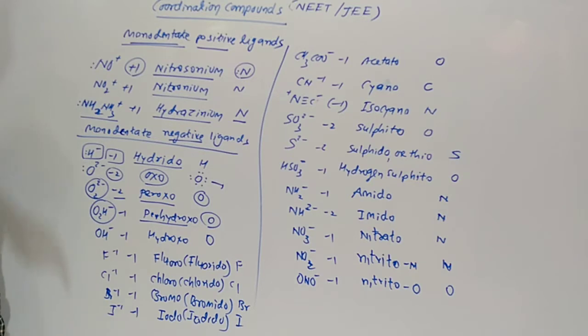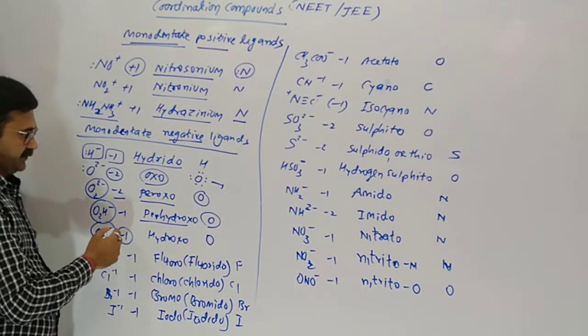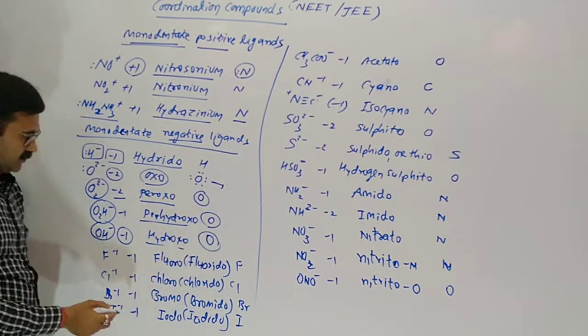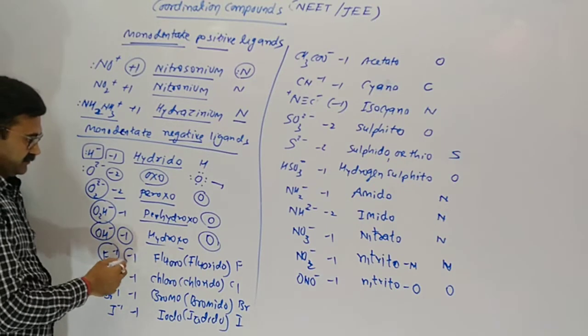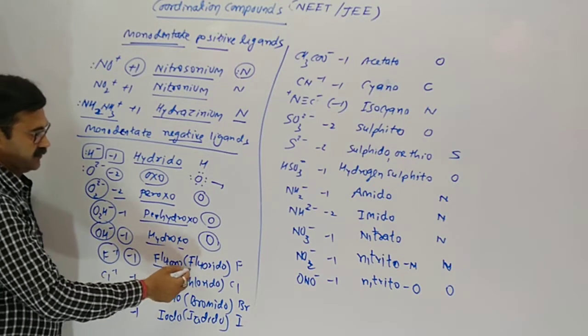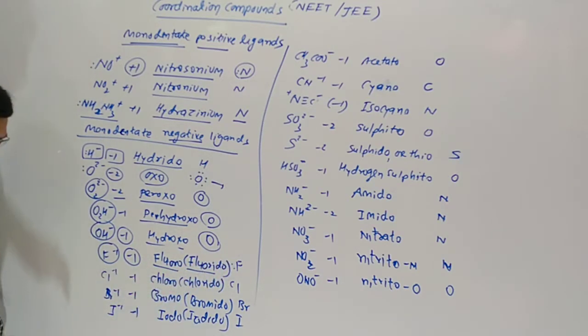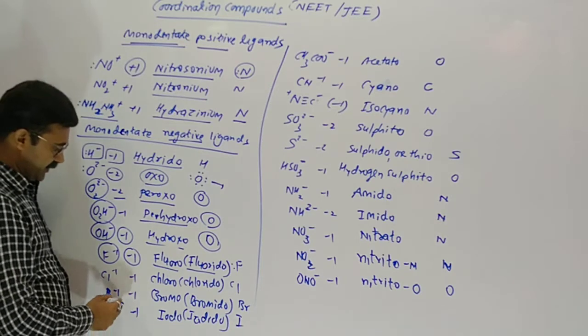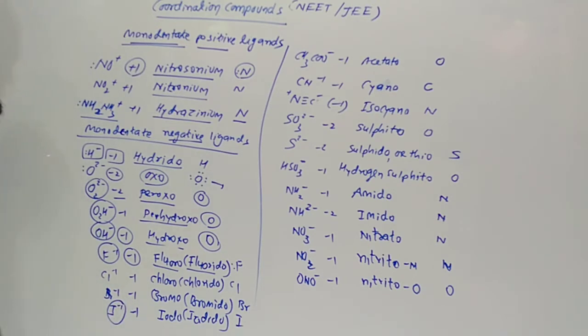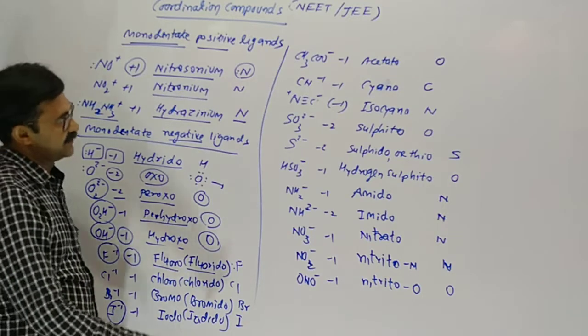These are all monodentate. OH- having charge -1 is hydroxo, and O is the donor. F- with -1 charge is fluoro, otherwise fluorido, and F is the donor. Cl- is chloro, otherwise chlorido, and Cl is the donor. Br- is bromo, otherwise bromido, and Br is the donor. I- having charge -1 is iodo, otherwise iodido, and I is the donor.